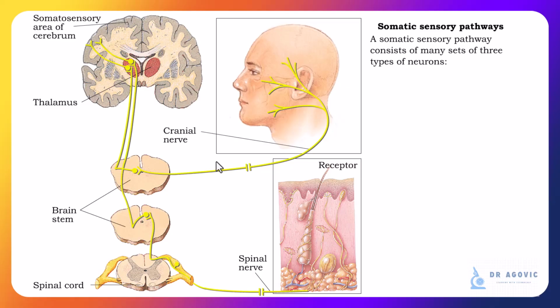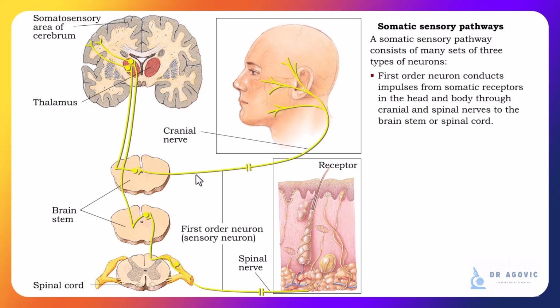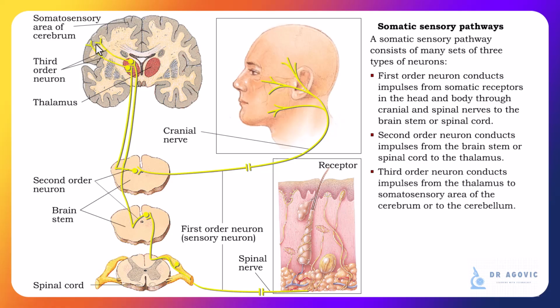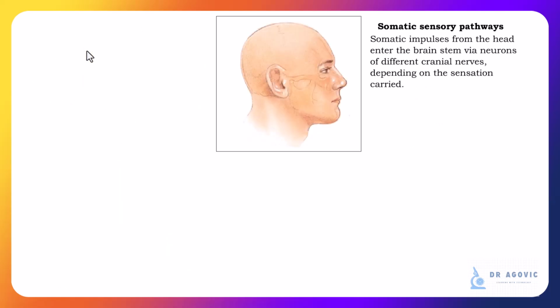Somatic sensory pathways carry sensory impulses from the head and body into the brain. This requires three neurons. The first order neuron carries action potentials from a receptor into the brain stem or spinal cord. The second order neuron carries action potentials to the thalamus. The third order neurons carry action potentials to the somatosensory area of the cerebrum or the cerebellum.